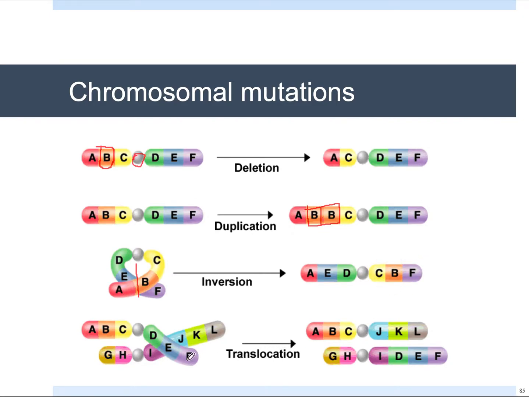Then you could also have a translocation where there is a break, and so this segment would then join here, but there's a break here, and so this segment will then join over here, and this other segment will continue to join over here. So you have ABC, JKL, GH, and then you have ID, EF. So these are examples of chromosomal mutations: a deletion, duplication, inversion, or translocation.